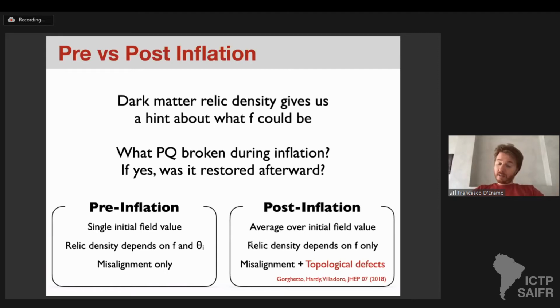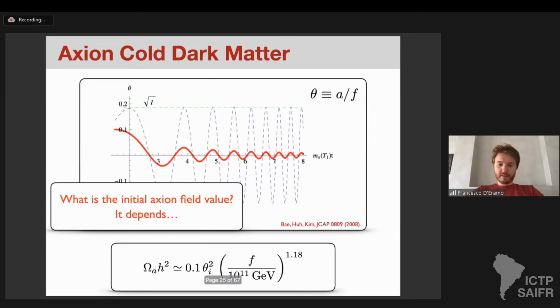So the good news is that the relic density depends on F only, because remember this equation. If I have to take an average over this theta squared, well, then I do the average. The average is pi squared over 3, but this is a result that is valid if you take the harmonic potential. You can go to a more accurate estimate. But anyway, the important thing is that the theta dependence disappears because you do the average. So the resulting relic density depends only on F.